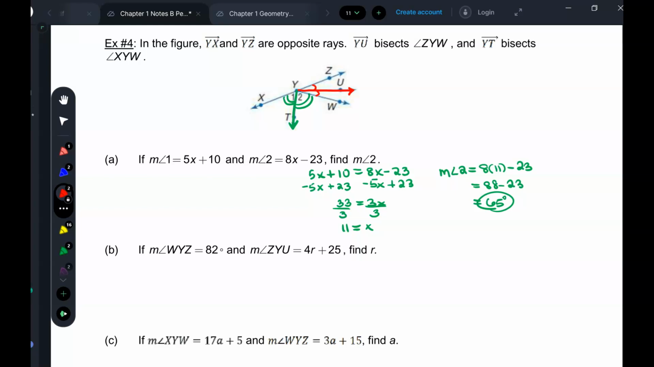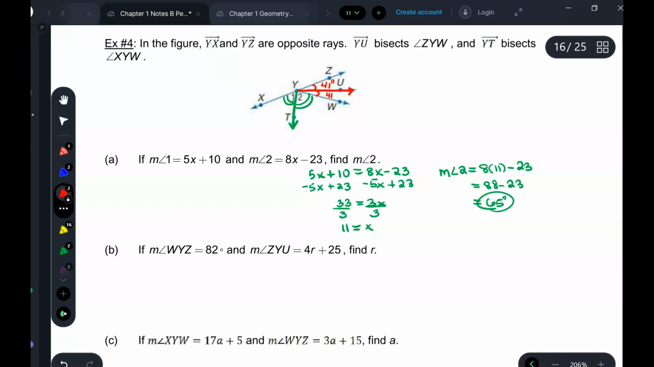Okay, guys. WYZ, this whole thing is 82 degrees. But if these two parts are equal, and the whole thing's 82, what are each of these going to have to be? If ZYW is 82, what's half of that? Half of 82 is 41.